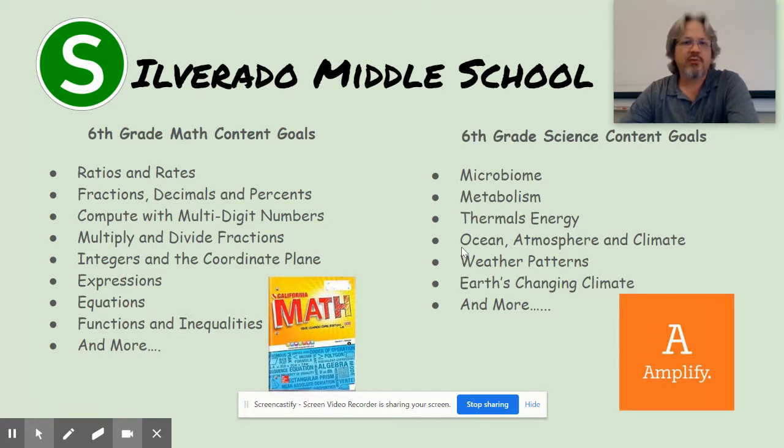Some of the topics we're going to teach this year are ratios and rates. That's the current topic that we're on right now, Chapter 1. Fractions, decimals, and percents. Compute with multi-digit numbers. Multiply and divide fractions, integers in the coordinate plane, expressions, equations, functions, and inequalities, and quite a bit more. There are actually, I think, 12 chapters in this book, a lot of material to cover.